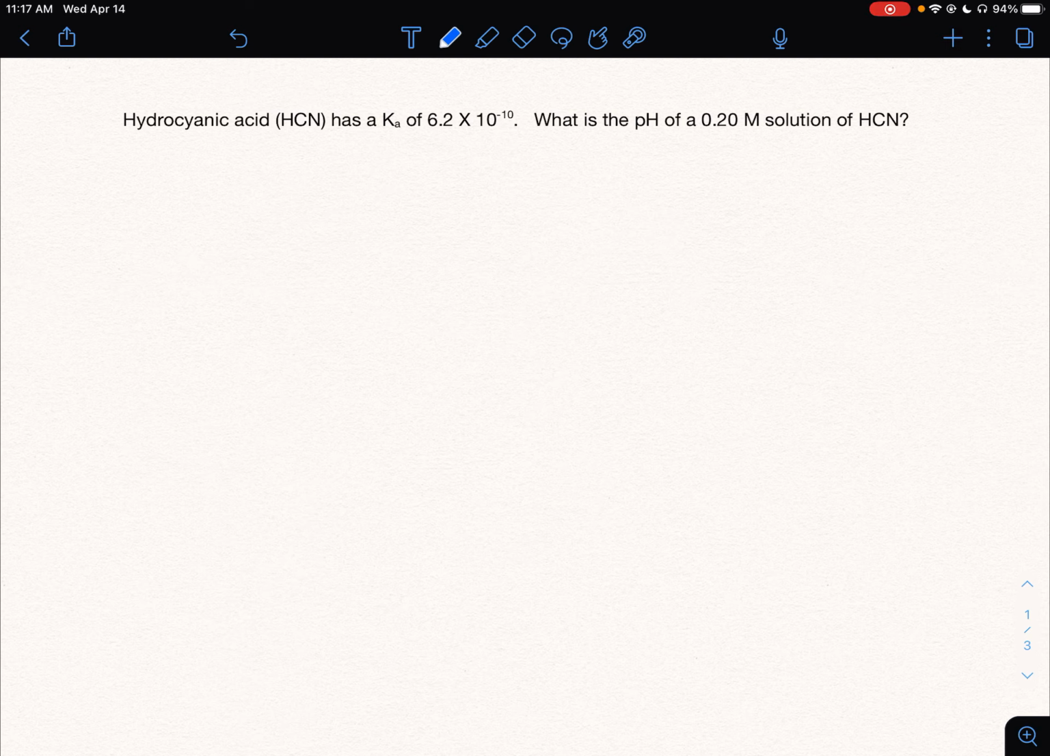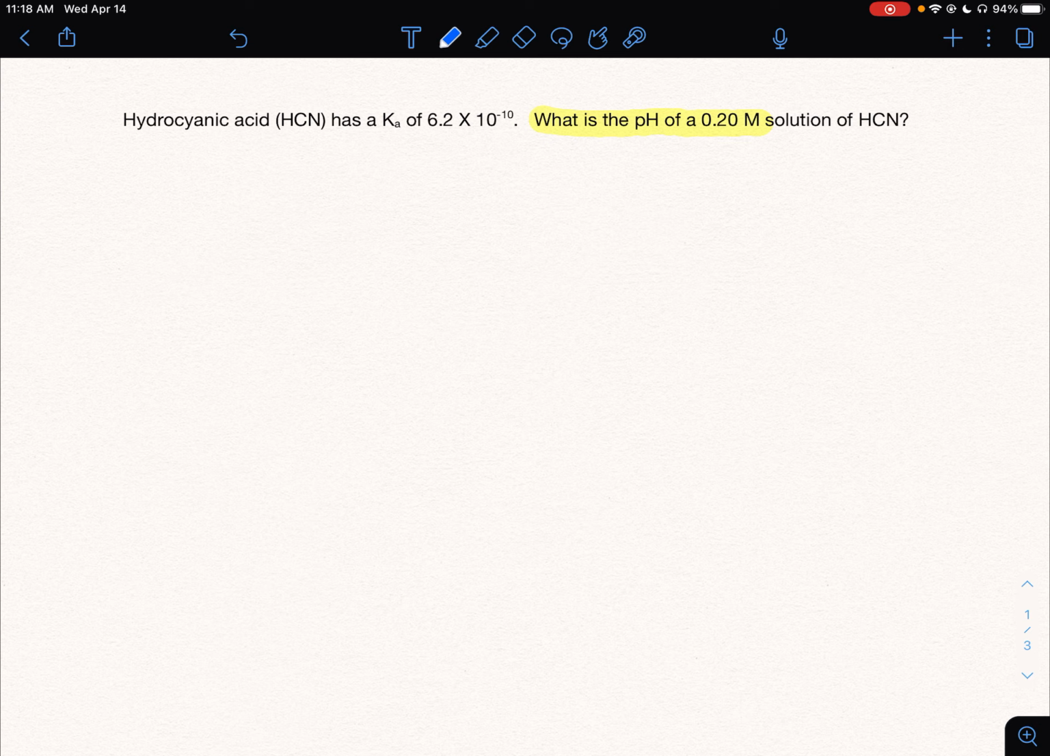In this problem, we're going to solve this question where we're given hydrocyanic acid and we're told it has a Ka of 6.2 times 10 to the negative 10th, and we are asked: what is the pH of a 0.2 molar solution of HCN?